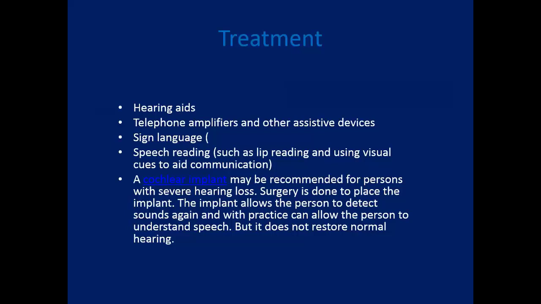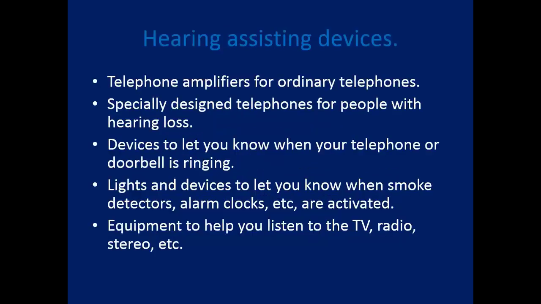So treatment, telephone amplifiers are also there. They are called assistive devices. Sign language is another option. Speech reading, that means you lip read. Cochlear implant can be recommended for a severe hearing loss. So hearing assisting devices are when the doorbell rings, there can be a light flashing, or sometimes amplifiers for ordinary telephones, equipment to help listen to the TV, radio, stereo, like that.